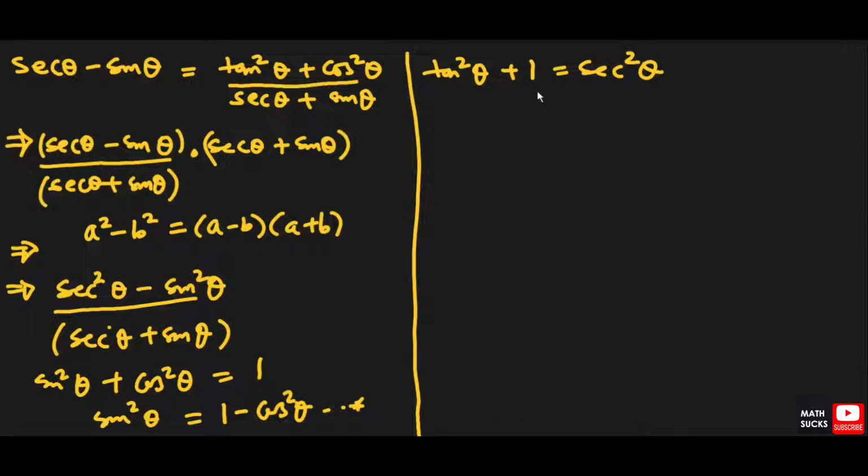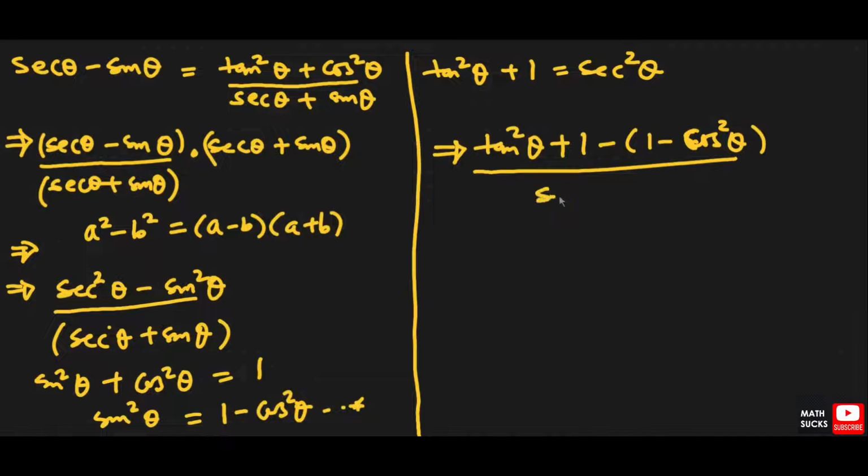It simply means that I can grab this and substitute it for sec squared, because I'm looking at transforming this in terms of tan and cosine. So if you substitute for sec squared theta, it will give us tan squared of theta plus 1, then take off sine squared, but sine squared is already here as 1 minus cos squared of theta. And this entire expression is over sec of theta plus sine of theta.